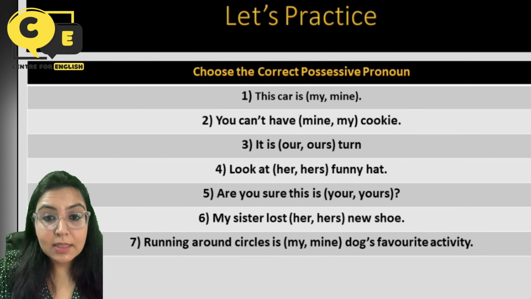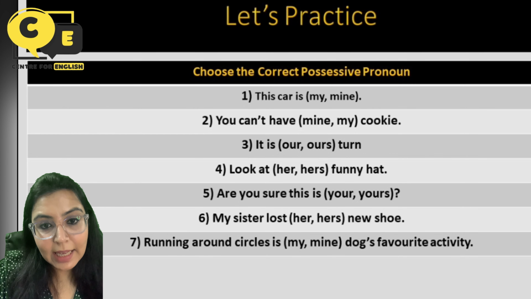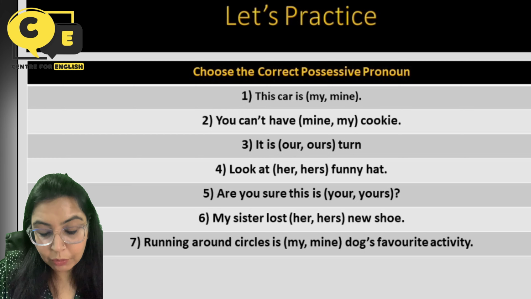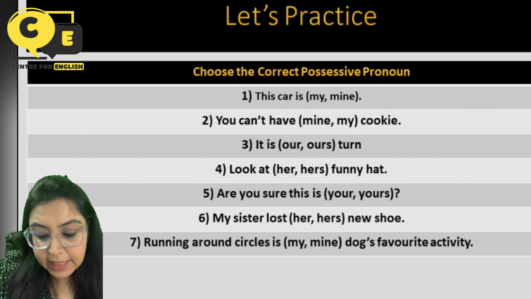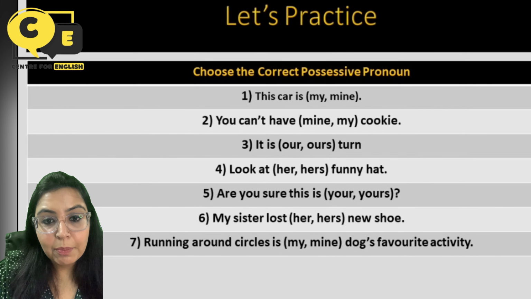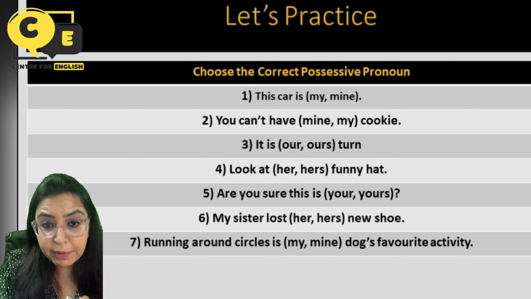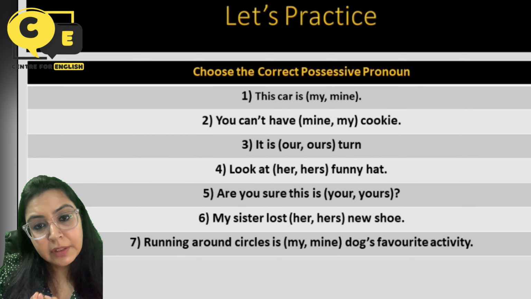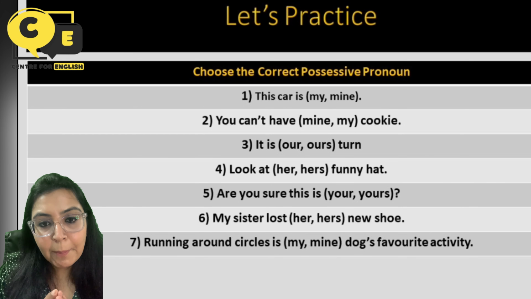Now let's practice. On your screens, you can see an exercise. Here we have to choose the correct possessive pronoun. Now the first one, this car is dash, my or mine. Now car is a noun जिसकी possession दिखानी है. So car is used before the pronoun. So after noun, we will use mine.